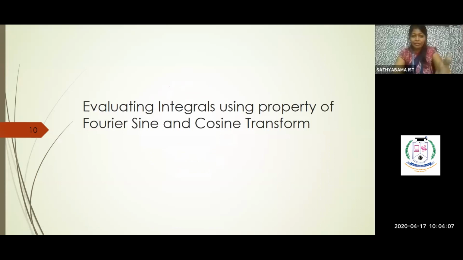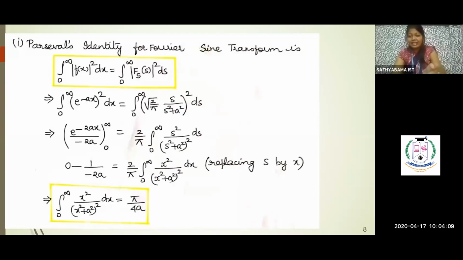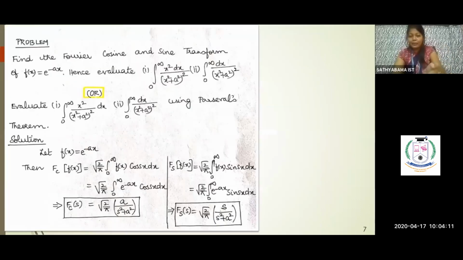I'm just going back and telling you about this also. These two integrals are again very important. Since I have a square, it has to strike you that you have to use Parseval's. And when you look at the function, it has to strike you that you have to take f of x as e power minus x and proceed. Because you can also be asked straight away to just find the value of these integrals without mentioning the function. You should know.